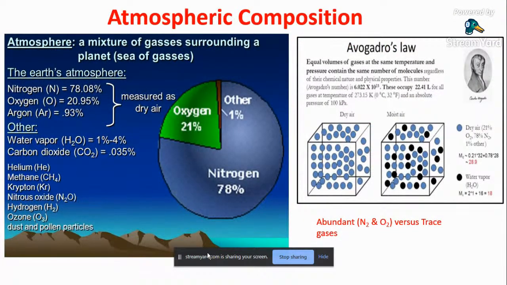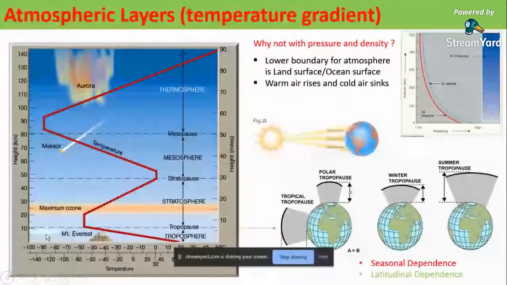Further, if any parcel of air moves upwards, it expands. When air expands, it cools. Thus, in the troposphere, the temperature decreases with height. We call that the lapse rate. In general, this lapse rate in the lowest atmosphere is 6.5 degrees centigrade per kilometer.